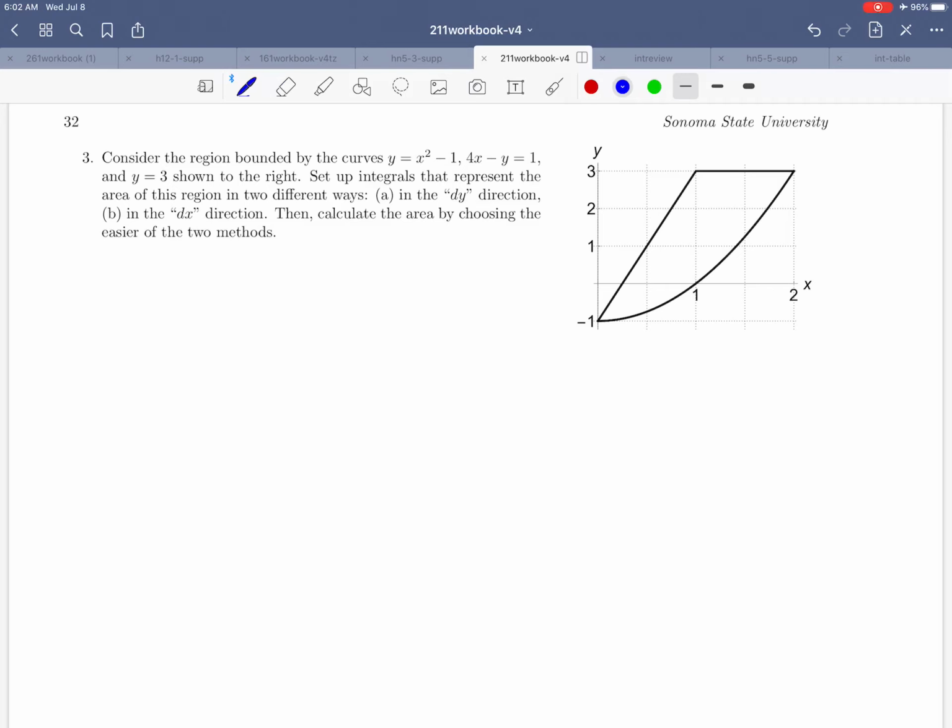Hello everybody, and welcome to exercise 3 on page 32 of the workbook. In this exercise we're going to be talking about finding the area of a region in two separate ways and kind of comparing the methods. Okay, so let's read this together.